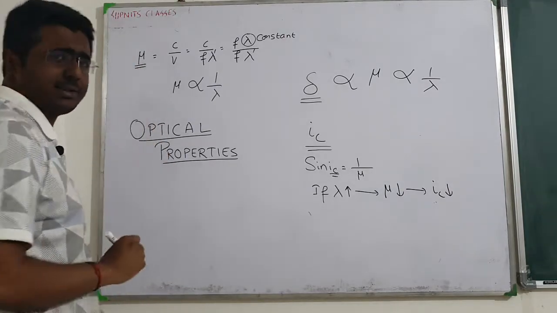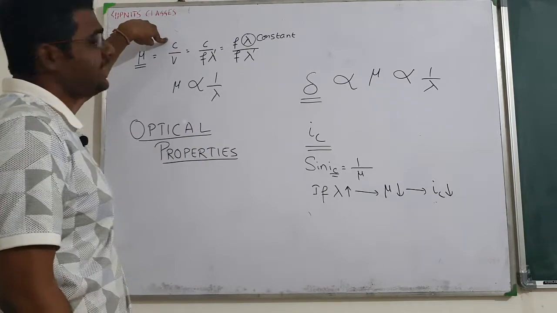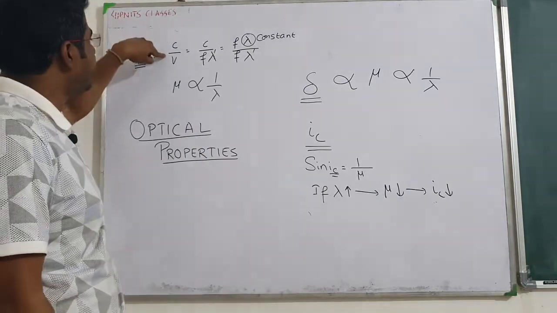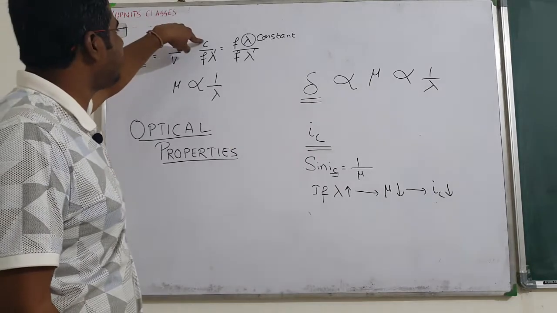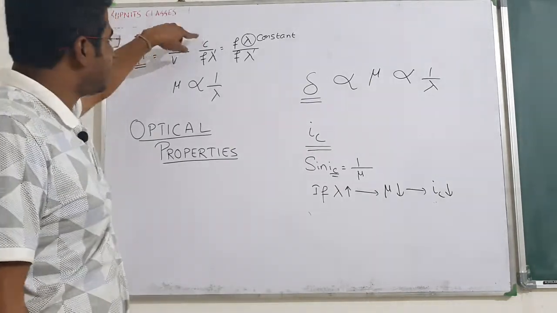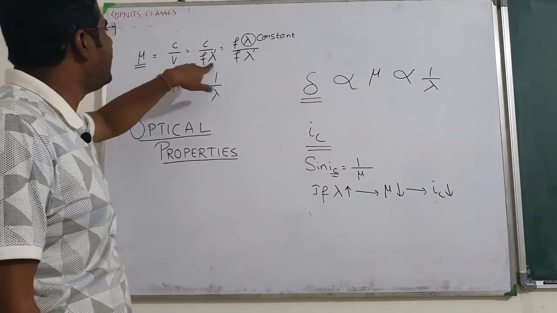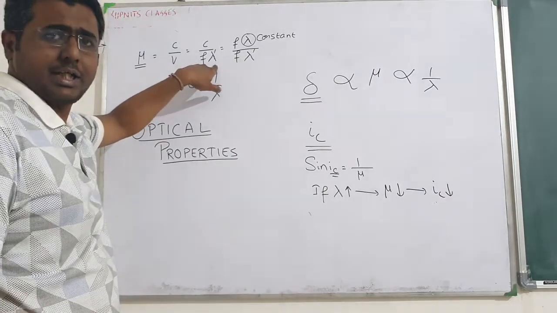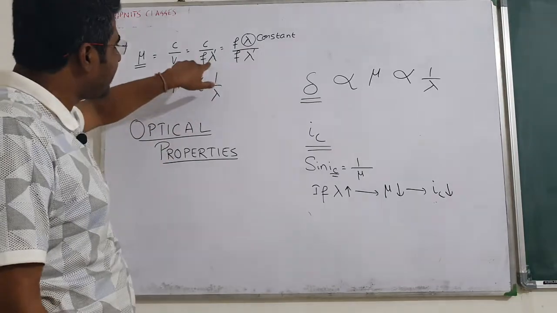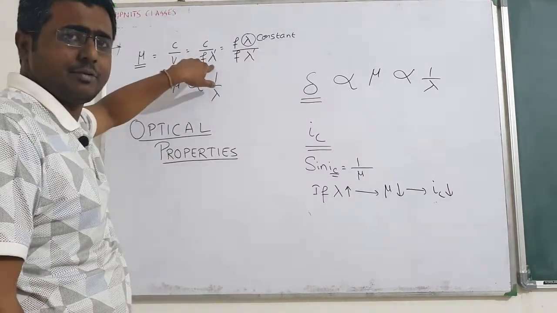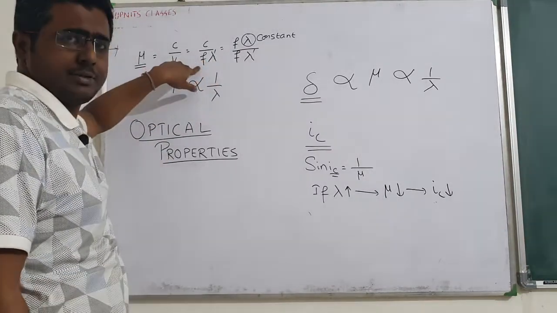The refractive index, that is velocity of light in air or vacuum divided by velocity of light in that medium. So velocity of light is always constant, right? It does not change. In the medium, velocity is f into lambda dash. The color of light, whatever you are using, it does not matter to me. So the wavelength is over here, and there is a frequency.